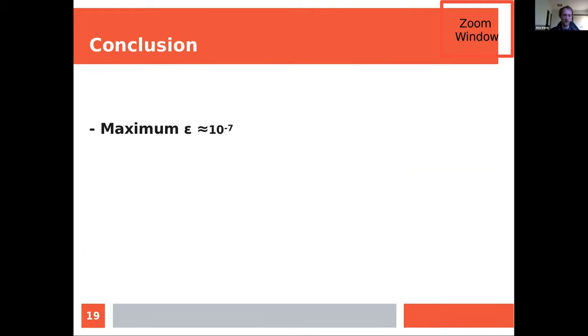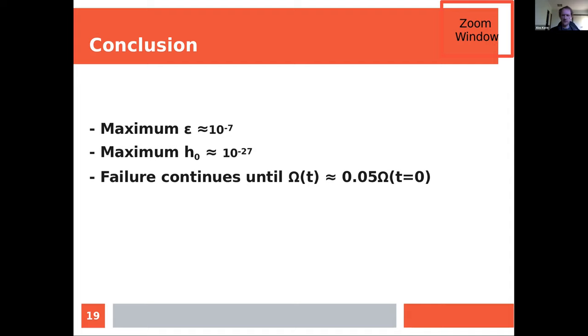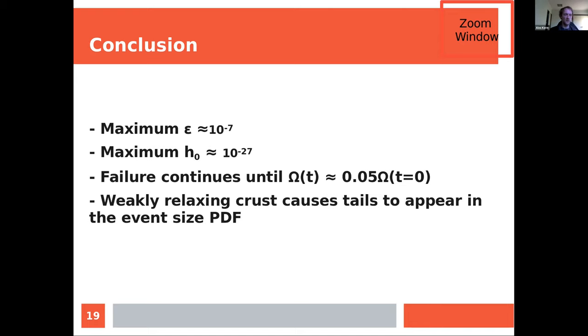Okay, so in conclusion, we have a maximum ellipticity of around 10 to the minus 7, but this is very much an upper bound, and still slightly lower than most of the literature estimates, which are more around 10 to the minus 6. Similarly, we have a lower wave strain, which is, again, an upper bound, but again lower than most of the literature estimates. We should find that even very old isolated neutron stars should occasionally experience crustal failure events. And we find that the shape of the starquake PDF of event size should be qualitatively different depending on the crustal relaxation parameters.